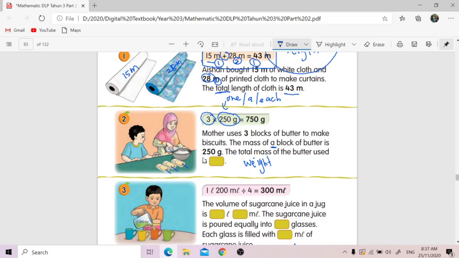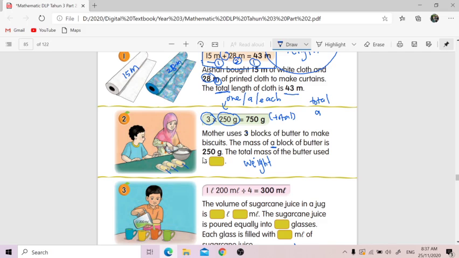But if you have a multiplication, the keyword that you can use is total. Okay, it's almost like addition, just that in addition you don't have each. So this one is a repeated addition. That's why when it's a repeated addition, we can do multiplication. So the total mass of the butter used is, so this is the total.